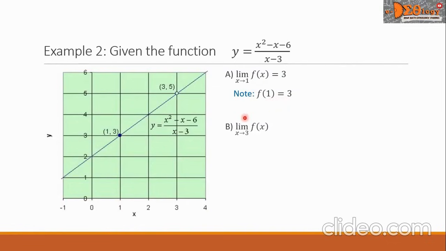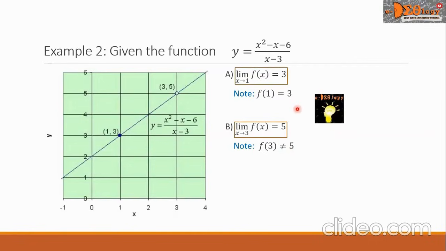Letter B. The limit of the function as x approaches 3. Looking at the x-axis, number 3 is here. Let us check the y value when x is approaching number 3. And the answer is 5. In here, we take note also that f of 3 is not equal to 5. These are the answers for example 2.